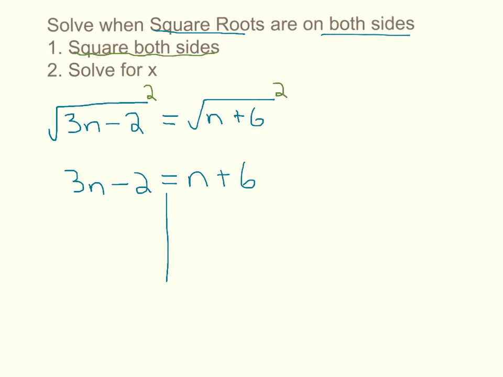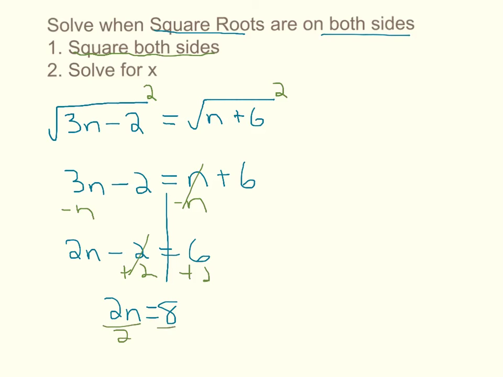So we have to get our n's onto one side. So I can subtract n and subtract n. So 2n minus 2 equals 6. Add 2 to both sides. So 2n equals 8. Divide both sides by 2. So n equals 4. And then you can do a quick check.